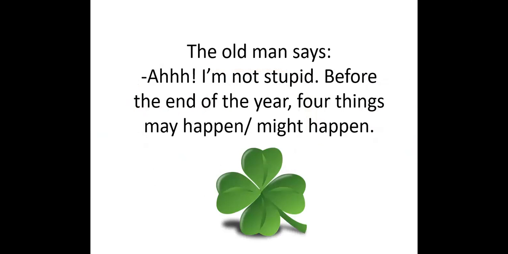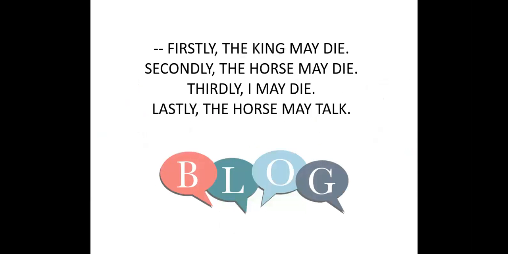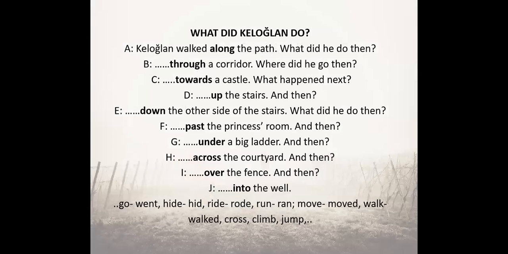The old man says, I am not stupid. Before the end of the year, 4 things may happen, or might happen, also possible. 4 things may happen, may occur. Firstly, the king may die at the end of the year. Secondly, the horse may die. Thirdly, I may die. Lastly, the horse may talk. Okay, this is the end of this story.